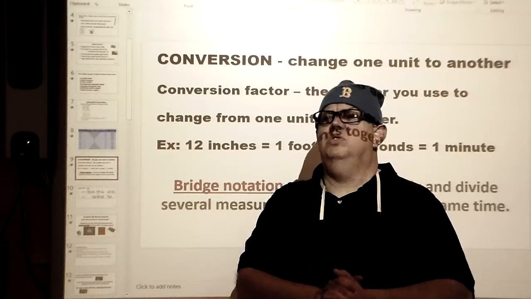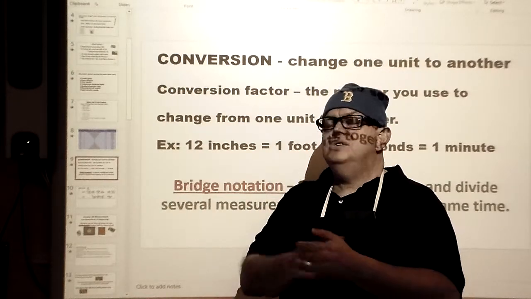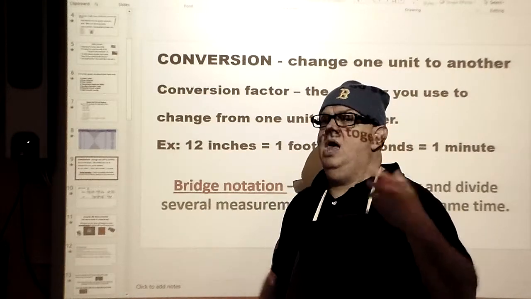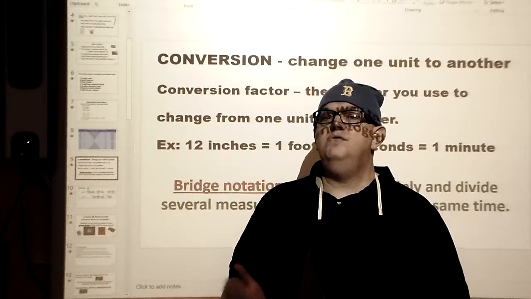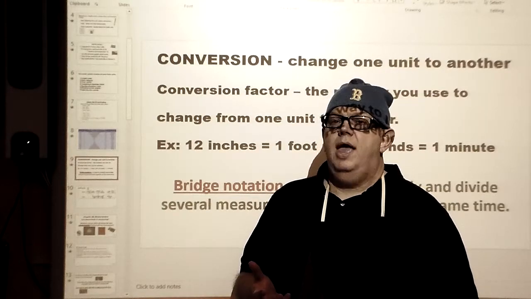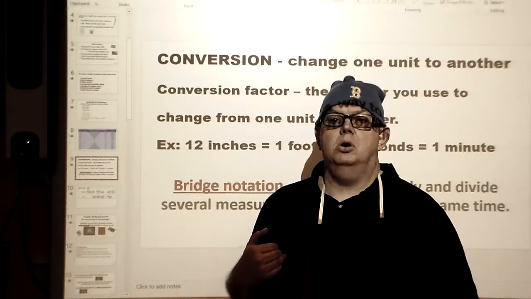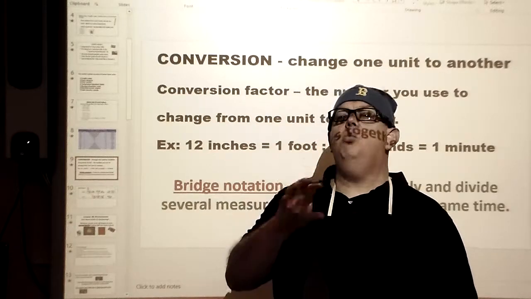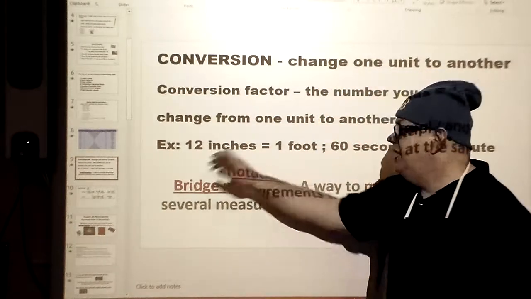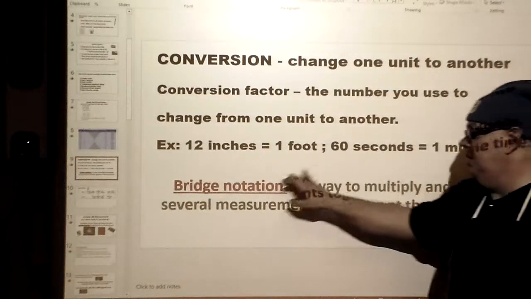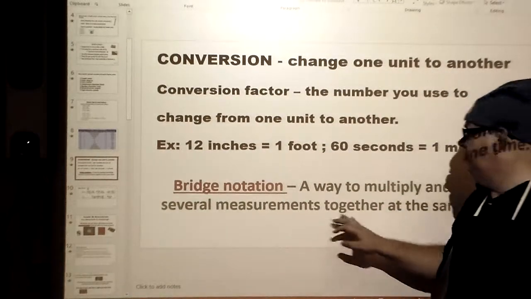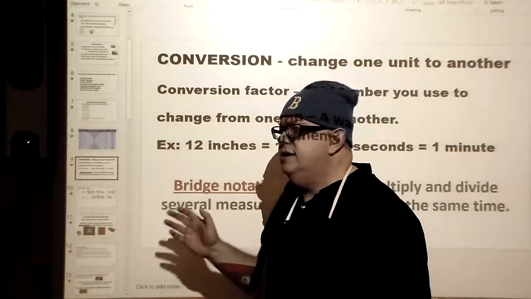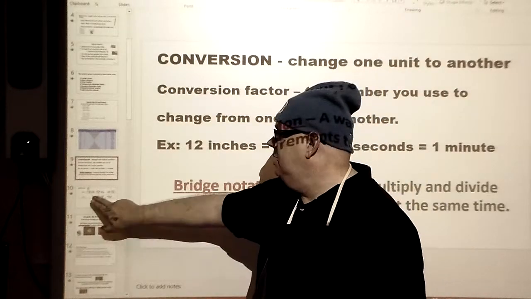Well, why do we bother with doing these conversions in the first place? Well, sometimes we're really not interested in working with the big name units like kilometers, for example. If it's easier for us to work with meters, and we're getting numbers only in kilometers, that's not very useful for us. We need to be able to change it to units that we can work with, okay? And that's where we get into something called the bridge notation. It's a way to multiply and divide several measurements together at the same time, okay?